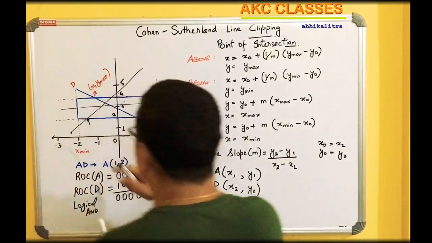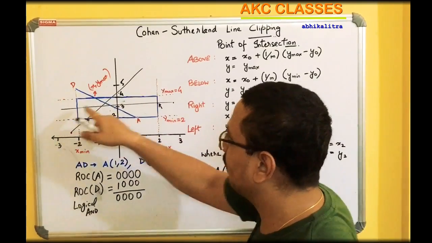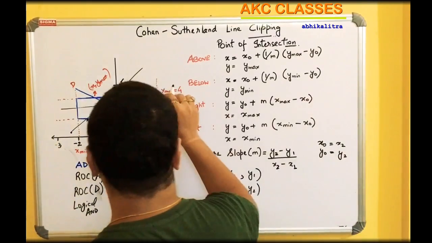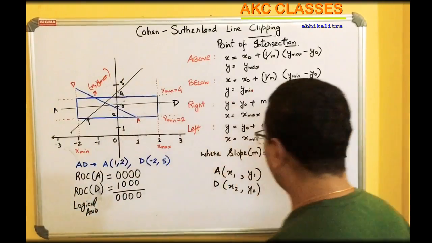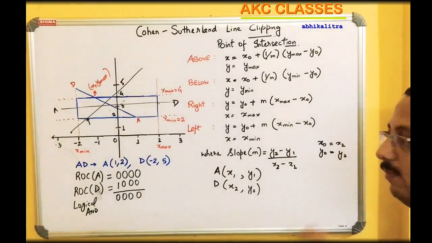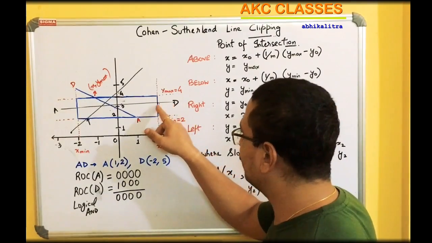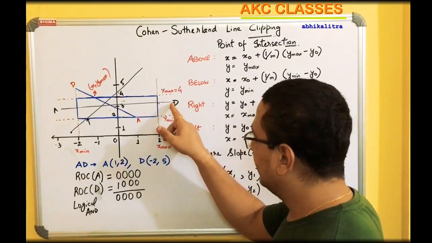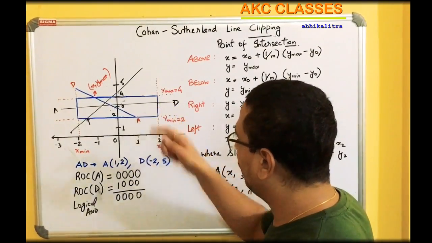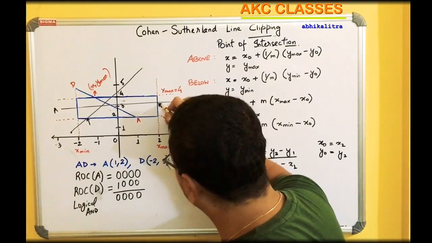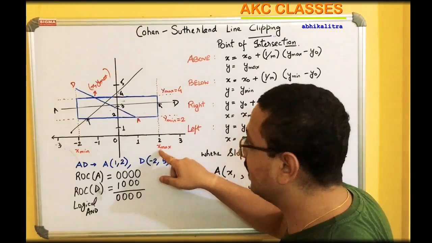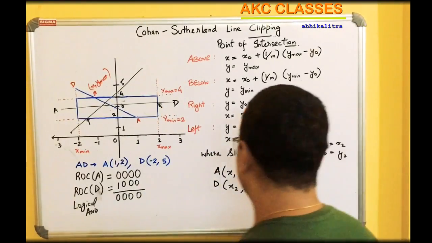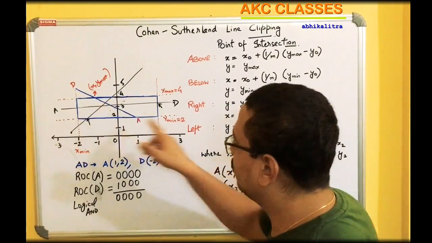If I consider this horizontal line, and take this point to be A and this point to be D, again we will have a value of x2, y2. If I want to trim this particular line off, then it will be trimmed to this point of intersection, and this point of intersection has a value of x equal to x max, but we don't know the value of y.